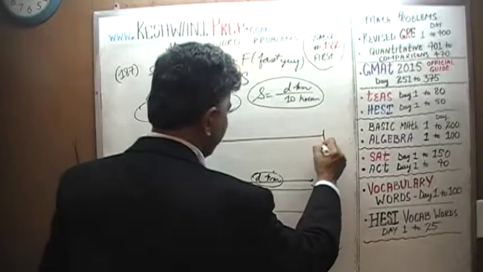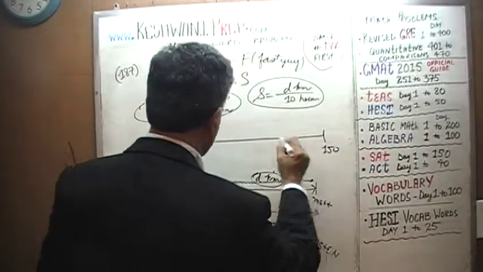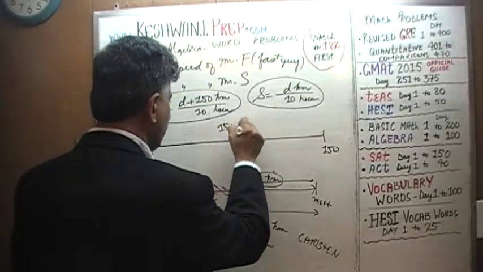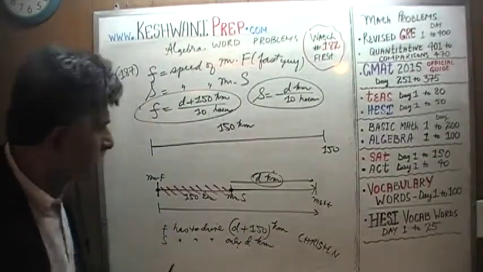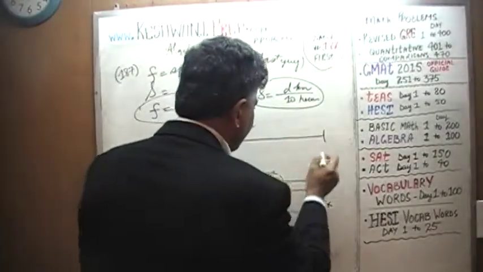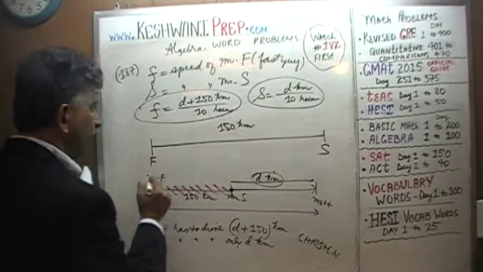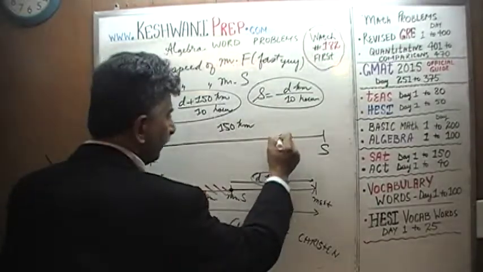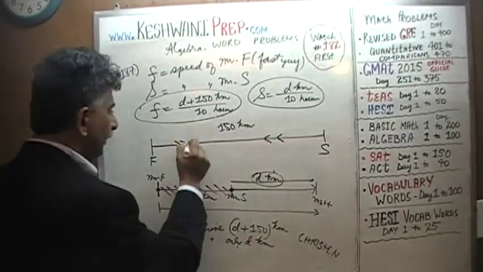Right here is 150 kilometers. This is where S was. This is where F was. And now they're going to start driving in the opposite direction. He's going to go this way, and he's going to go this way.